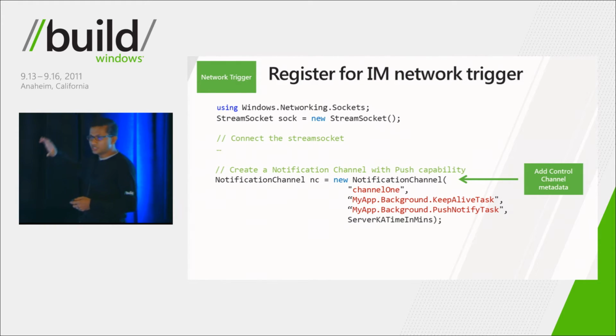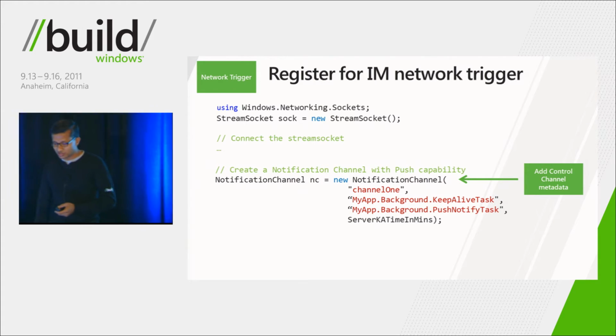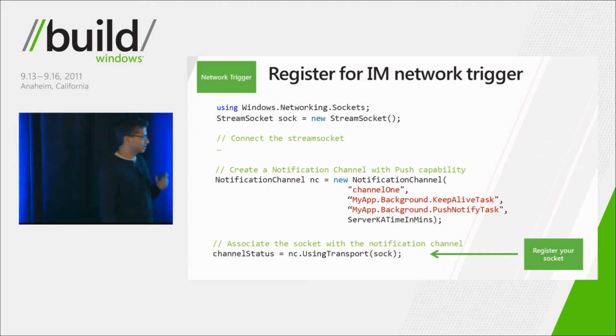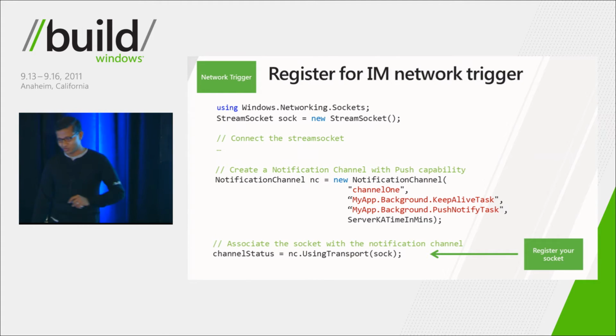Okay? So for now, just say that this is the registration part. So you did the registration. Now you're wondering, hey, I created a socket. I have a notification channel. But how do you tie these two? So here's the using transport.